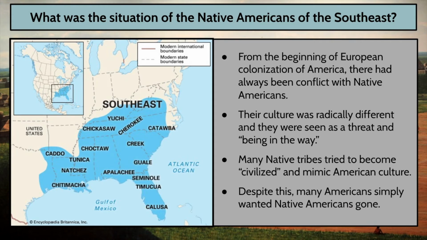So, despite all of their attempts to act like Americans and make Americans more comfortable with them, many Americans simply wanted them out of the way so that they could take their land and pretend that they were never there. And I don't enjoy saying that, but the fact of the matter is that was the attitude at the time in the early 1800s, and we just have to be honest about that.